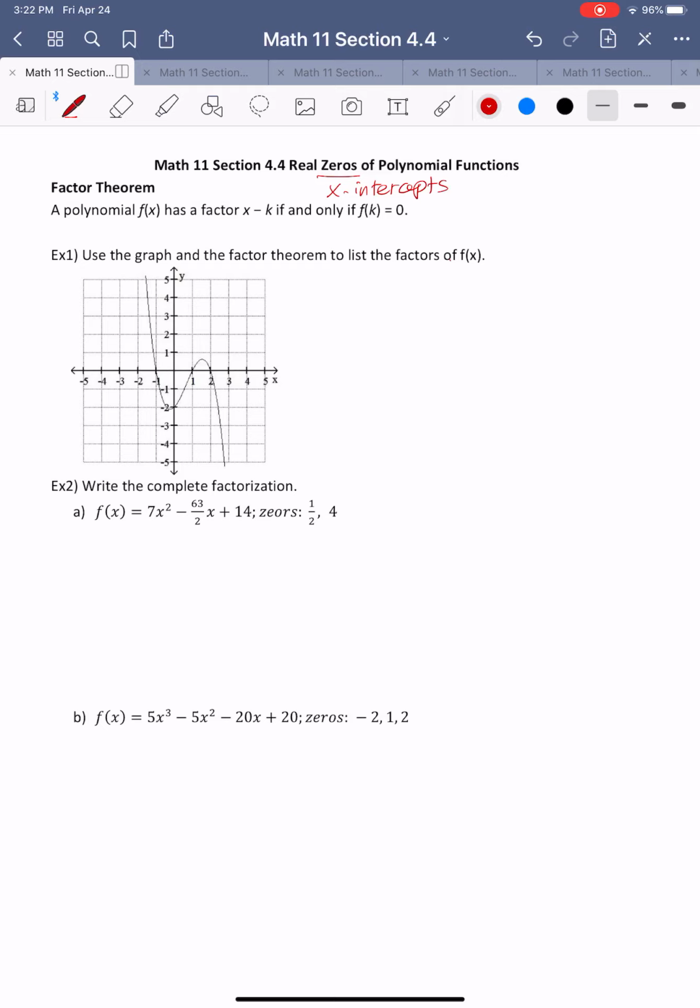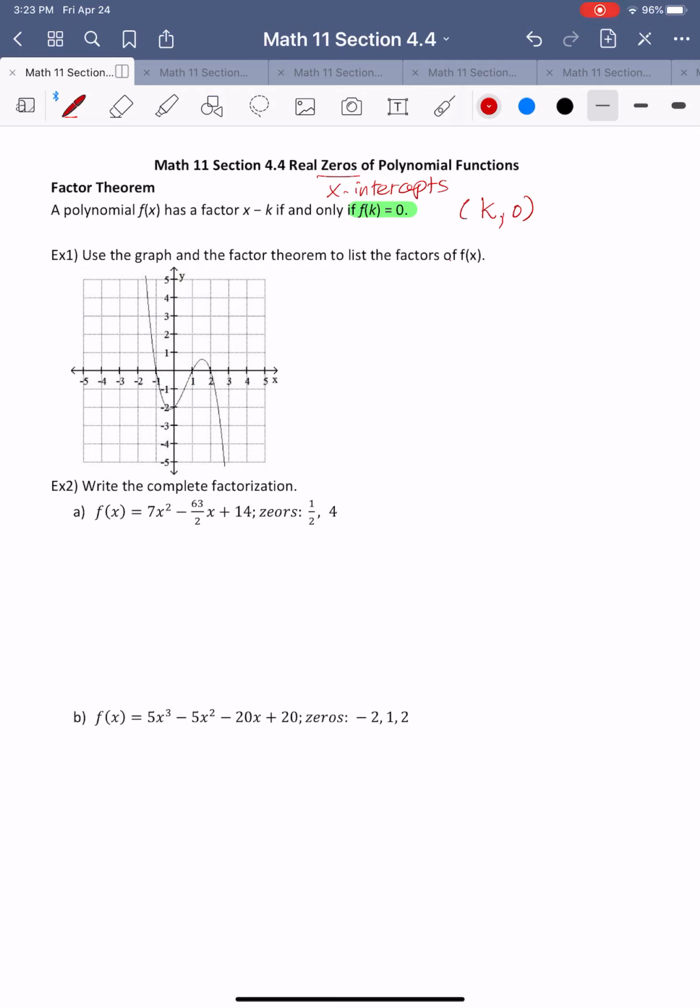Okay, so the factor theorem gives us a really nice zero. When we use the factor theorem, we need to set the function equal to zero and then solve for x. The x that you find will be the x-intercept, because whatever k you plug in, it becomes 0, giving the point k, 0, which is the x-intercept.